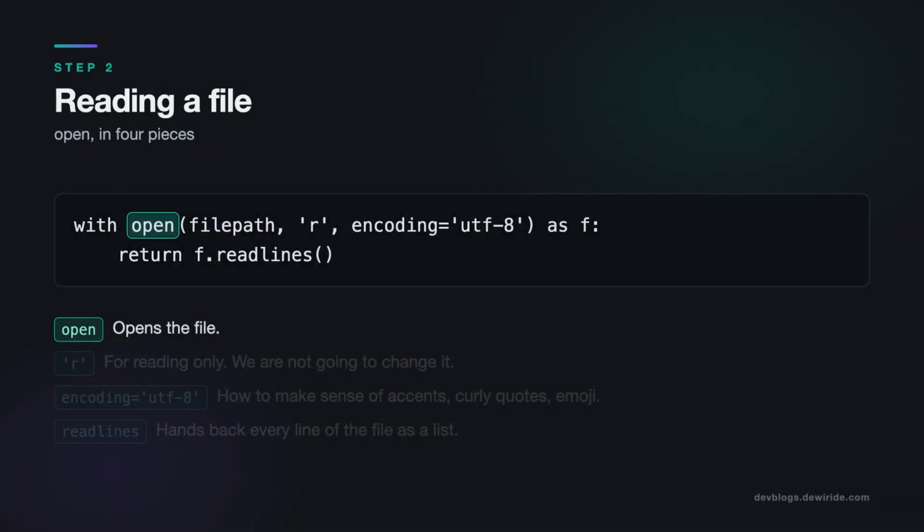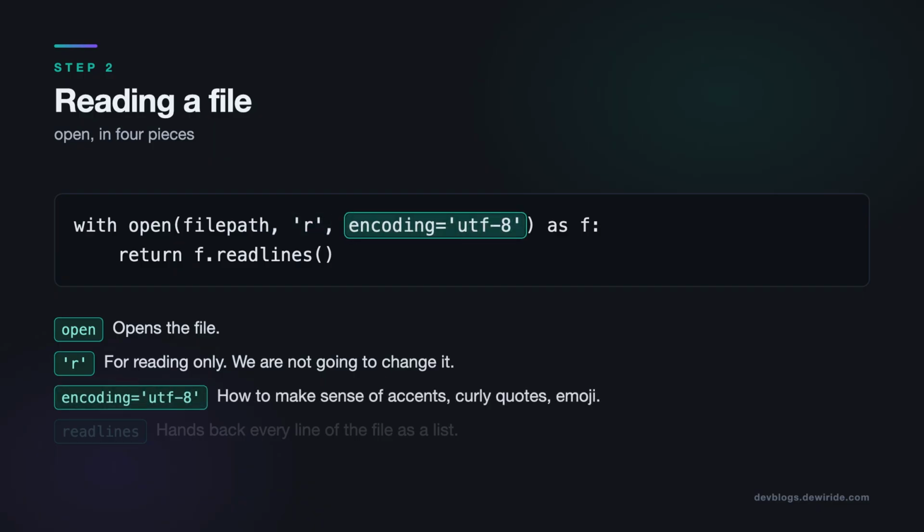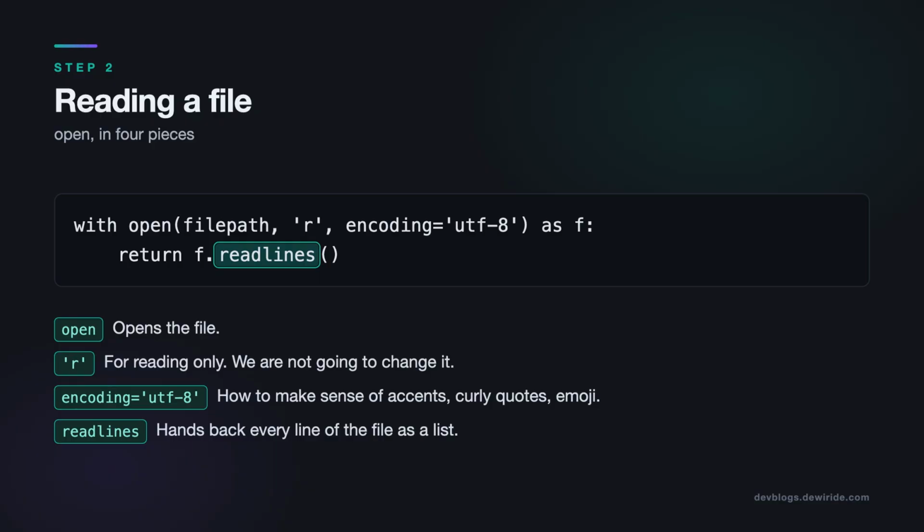Let me translate that. Open opens the file. The letter r in quotes means for reading only. We're not going to change the file, which is exactly what you want. The encoding part tells Python how to make sense of accented letters, curly quotes, and emoji. And readlines hands back every line of the file as a list.